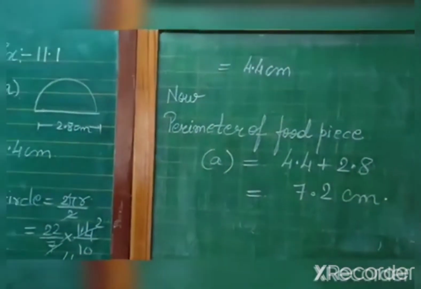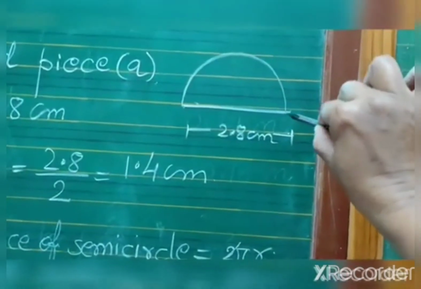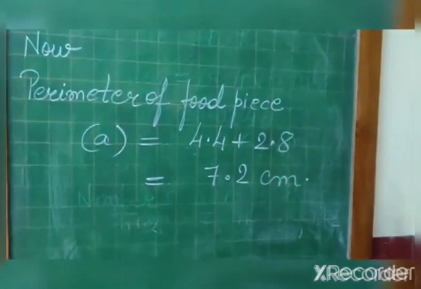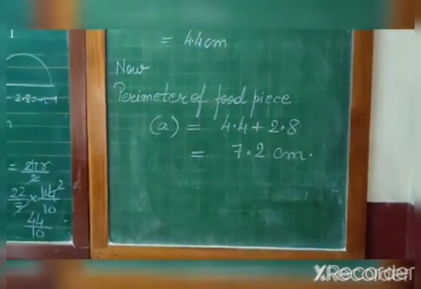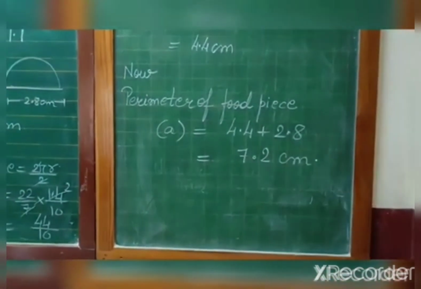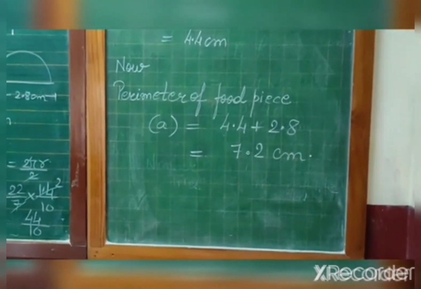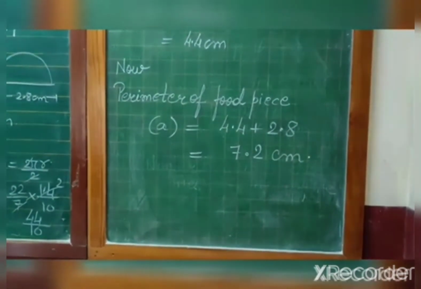Now perimeter of food piece, you can see, circumference of semicircle plus diameter. So here I have not written, but you will write here perimeter of food piece is equal to circumference of semicircle plus diameter of semicircle. So 4.4 plus 2.8, that is 7.2 centimeter. Okay.